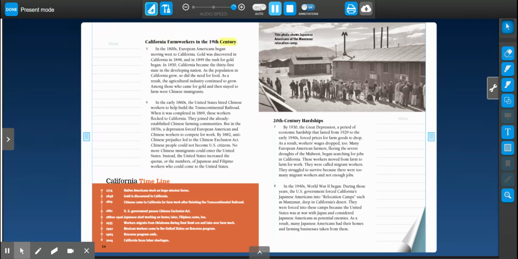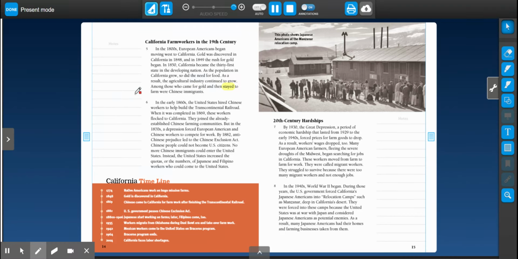California farm workers in the 19th century. In the 1800s, European Americans began moving west to California. Gold was discovered in California in 1848, and in 1849, the rush for gold began. In 1850, California became the 31st state in the developing nation. As the population in California grew, so did the need for food. As a result, the agricultural industry continued to grow.